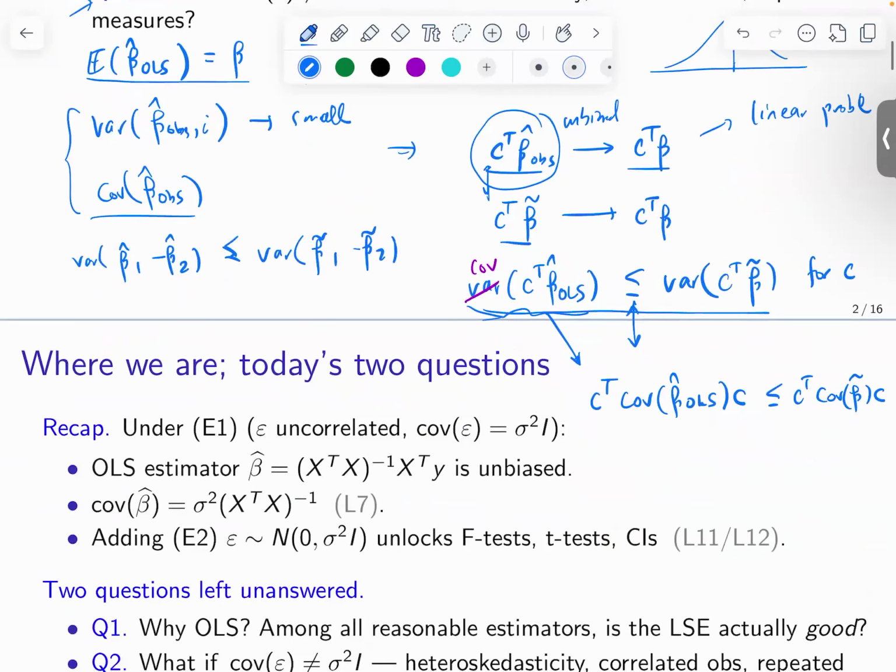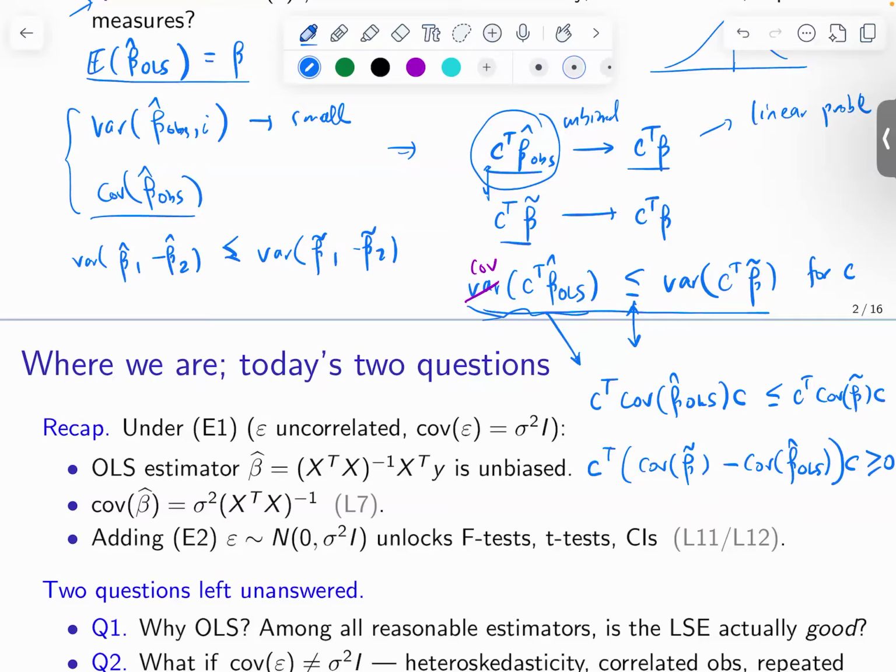Okay, now I can rearrange. What I'm going to get is, what do I get? I get C transpose (cov beta tilde minus cov beta hat OLS) C. This is bigger than or equal to 0. So if you move this to the other side and look at it the other way, this is what I would get. Does that make sense? I just rewrote it the other way, switching the two sides and the direction of the inequality. You just move one term to the other side and then pull out C transpose and C.